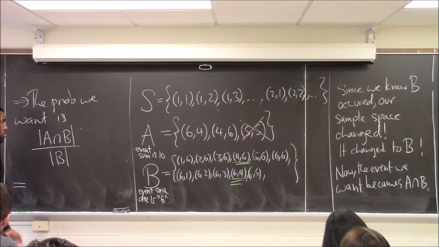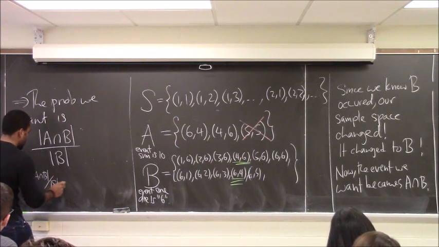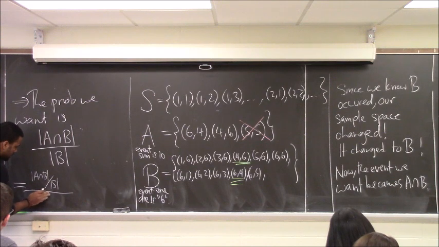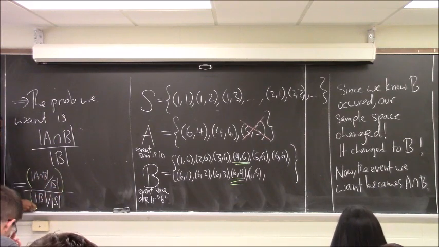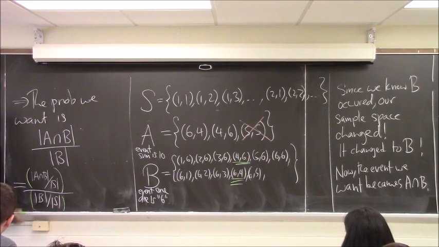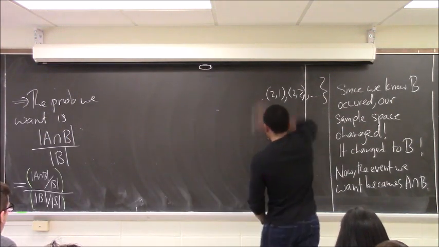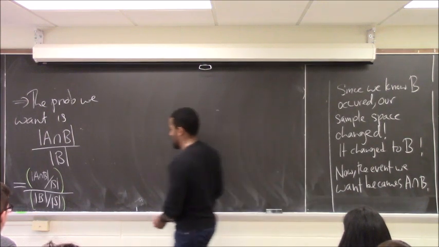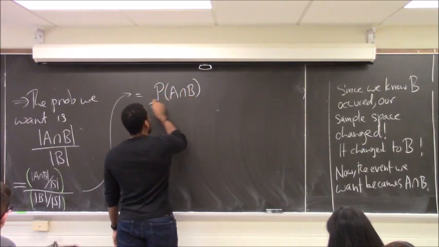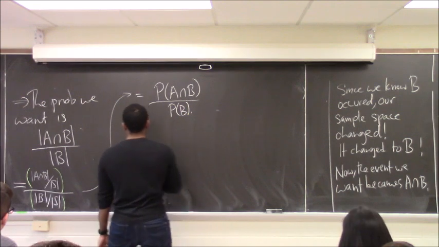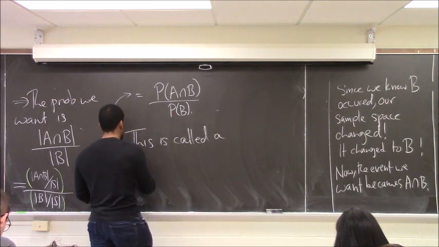So a more general formula would be if we use our definition to get to a probability equation. So I divide both the top and bottom by S, and then each term individually in the numerator and denominator is how we defined our probability. So we ended up having the probability of the intersection divided by the probability of B. Now, let's introduce the idea. This is called a conditional probability.